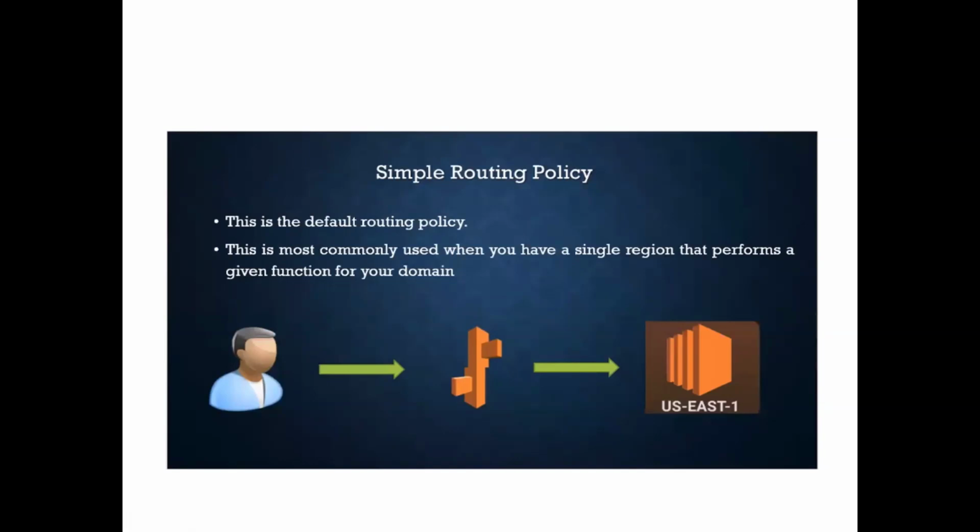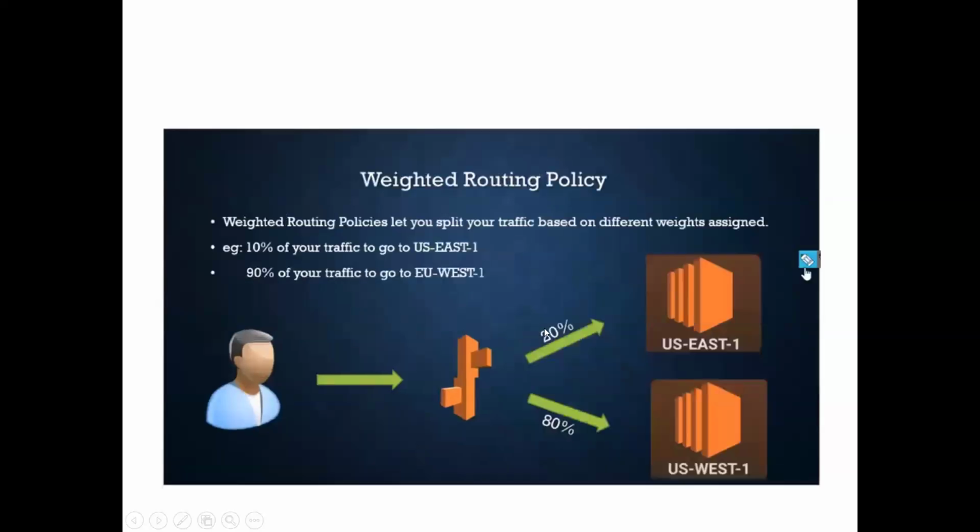And I don't want to share my public IP with anyone. I want to have the domain name. I want to integrate the domain name to my public IP and share my domain name with others. In that case, what will we go for? In that case, I'll go for simple routing policy. This is the default routing policy. Let's understand what the second one is.